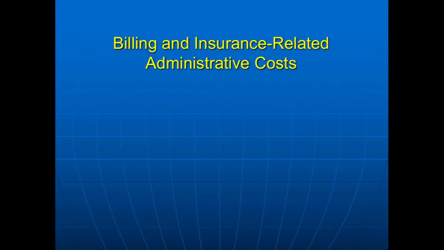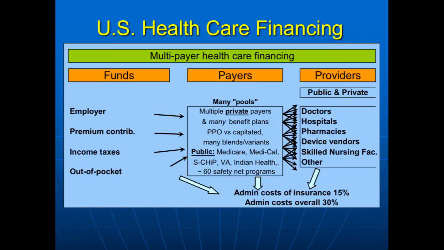Let's talk a little more about administrative costs. I refer to this as billing and insurance-related administrative costs, or BIR. Here's why we spend so much on administration of payments. As you saw previously, funds come from many sources. This leads to many different payers and many different risk pools, both private and public. And this means many sets of rules and procedures that each provider must manage. This is expensive for them.